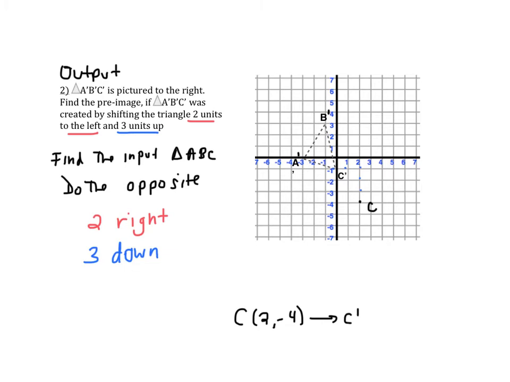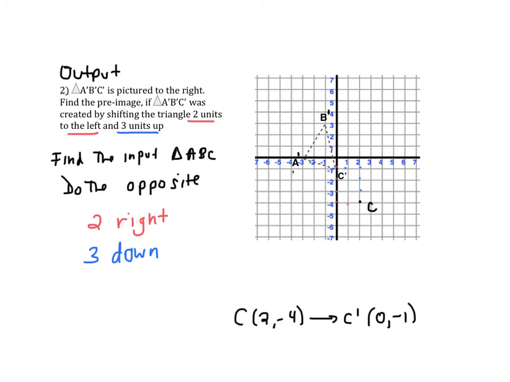So going from C, we want to check it and see if we end up with C prime. So it says we want 2 units to the left, 1, 2, and then 3 units up, 1, 2, 3. Okay, and our coordinates for C prime would be 0, -1.